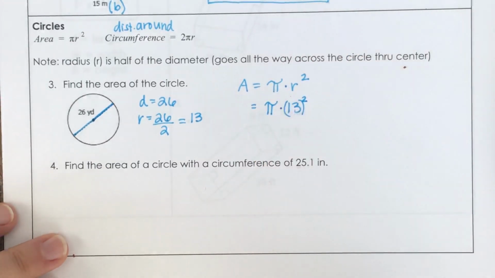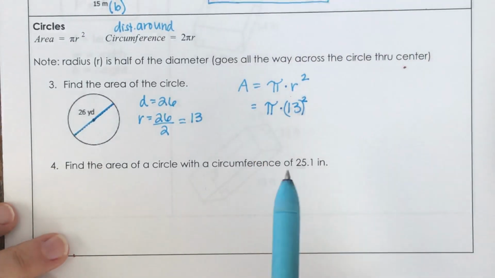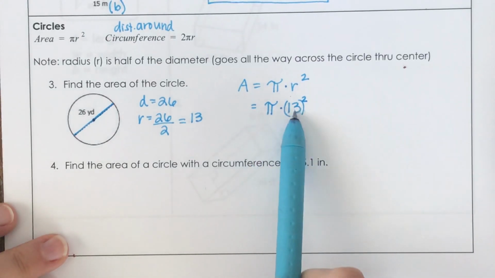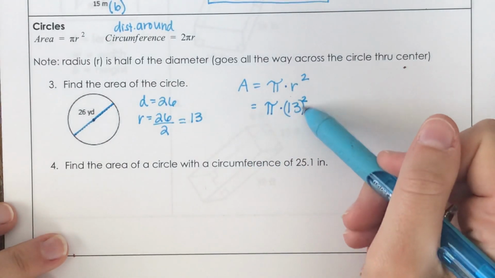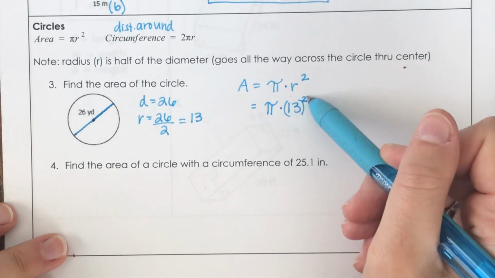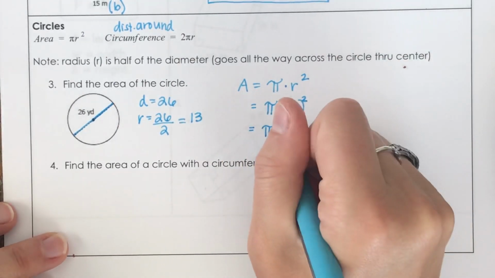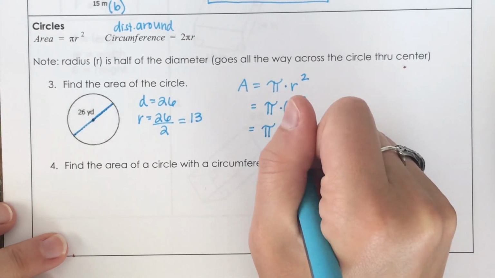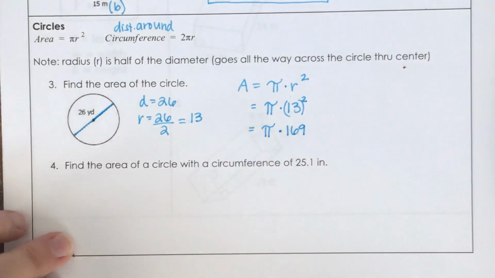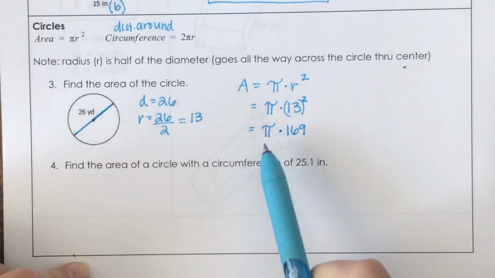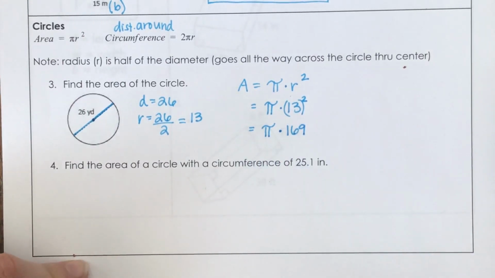Okay, now I have to do order of operations here, right? So before I try to multiply pi times 13, I have to do exponents first. So I have to do 13 squared before I can multiply it. So if I do 13 squared, I get 13 times 13 is 169. Then from here in my calculator, I'm just going to do pi times 169.